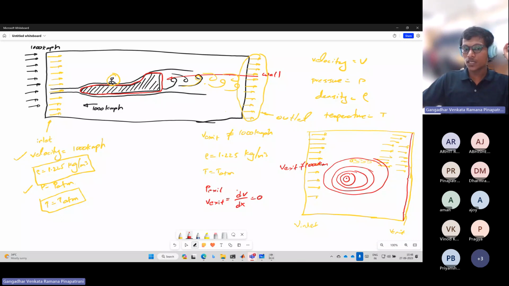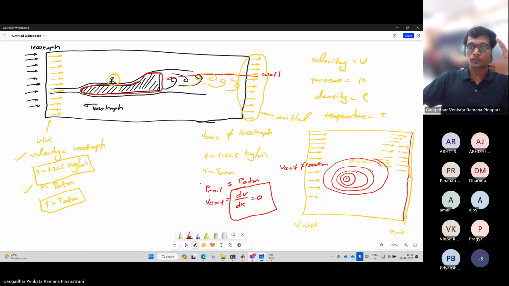Such a case represents the condition of dv by dx equals 0, that is, the first derivative of the velocity equals 0. And at the exit, in the atmosphere, based upon our physical and experimental experience, very far away, the pressure is also again equal to P atmosphere.